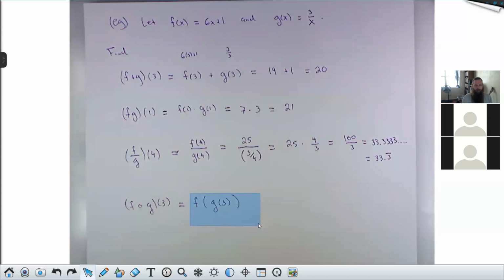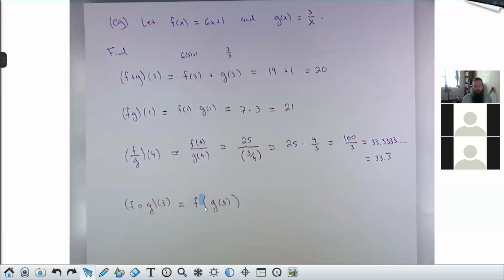And then we need to be careful about the notation here too. So the big parentheses on the outside are important. The little parentheses on the inside are important. It's not describing anything to do with multiplication. I want to be very clear about this. This is not f times g of 3. It's not f times g times 3. It's not anything like that.